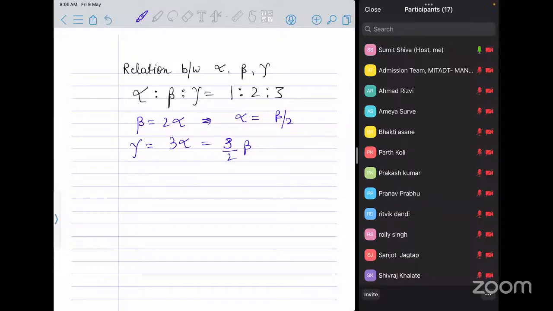Could you explain what does it mean, alpha is to beta is to gamma is 1 is to 2 is to 3?